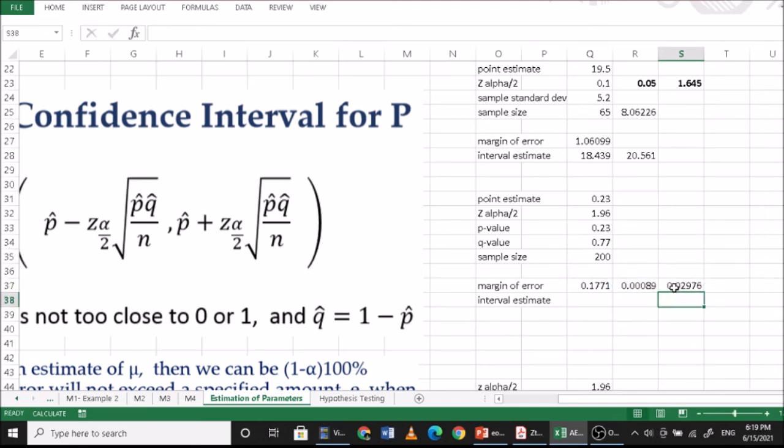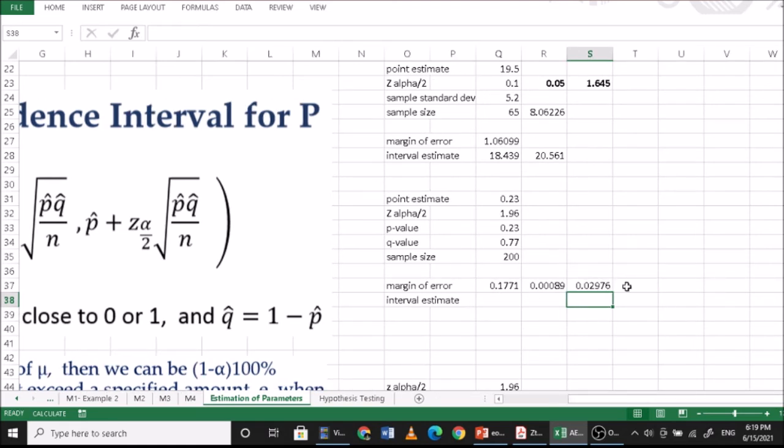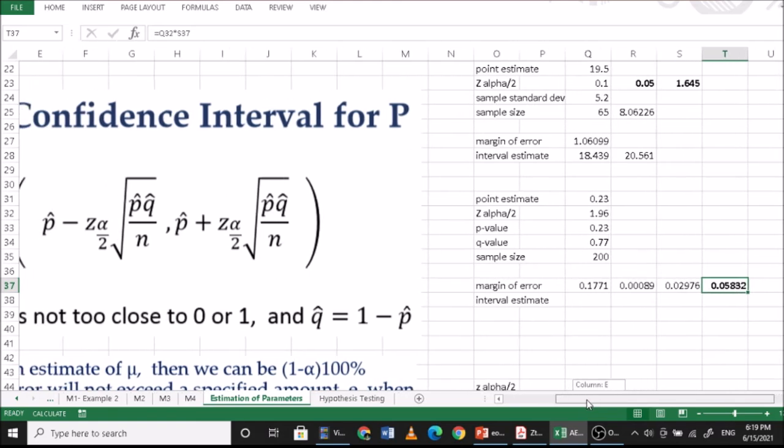So that's now 0.002. And lastly, the margin of error is now equal to the square root of p hat times q hat divided by n, times your z value for the confidence level. So that's now 0.05832. It's also expected that the value is in proportion form, since this is a population proportion.